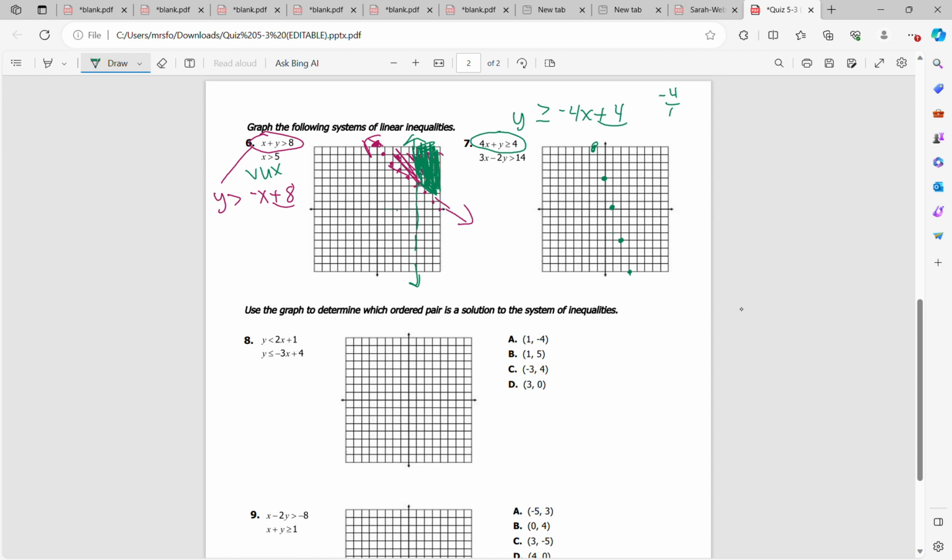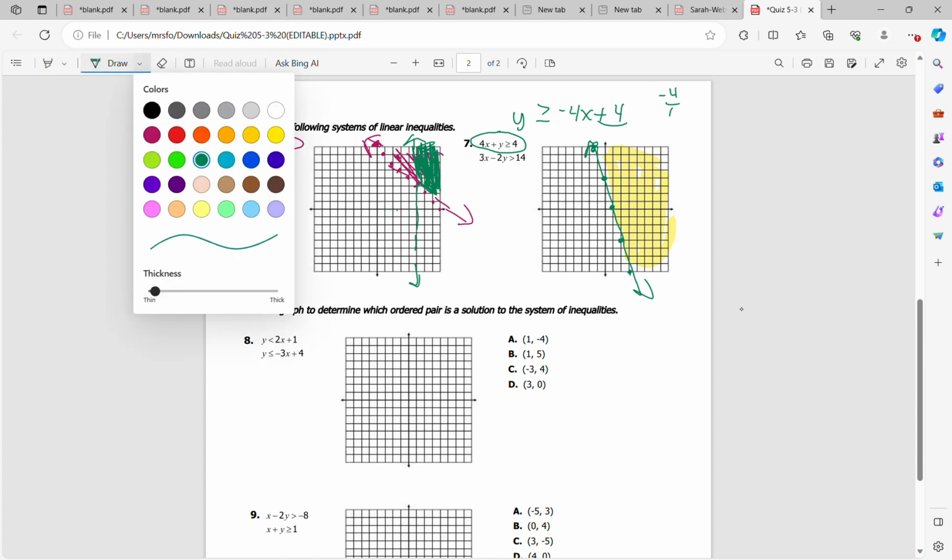This is a solid line, and drawing this on my computer is a little hard, but you obviously would connect the dots. And it's greater than, so what you're going to do is shade above. So we shade above the line.